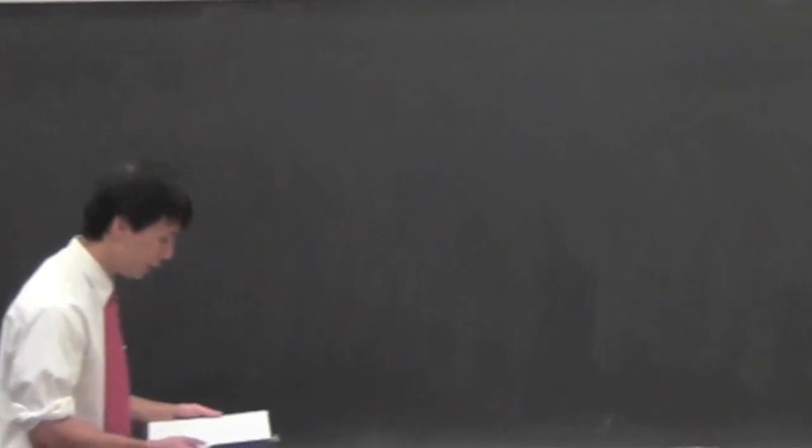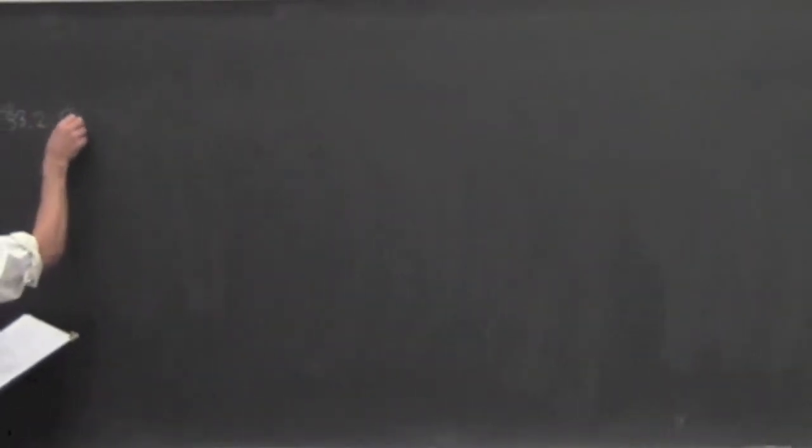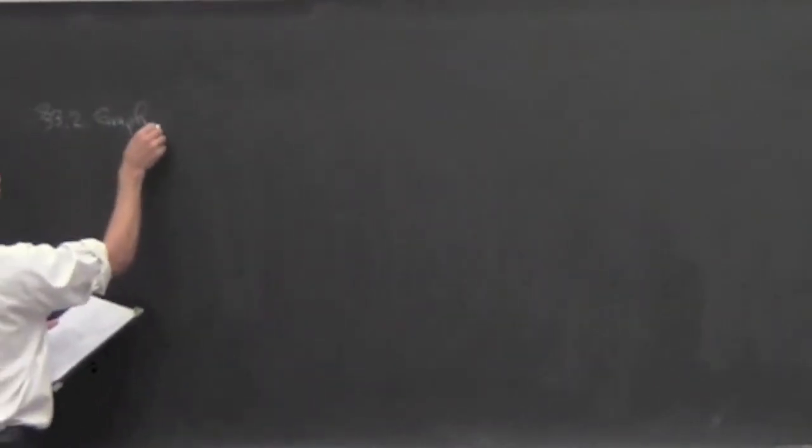Okay, so let's go on. 3.2 is called the graph of a function.